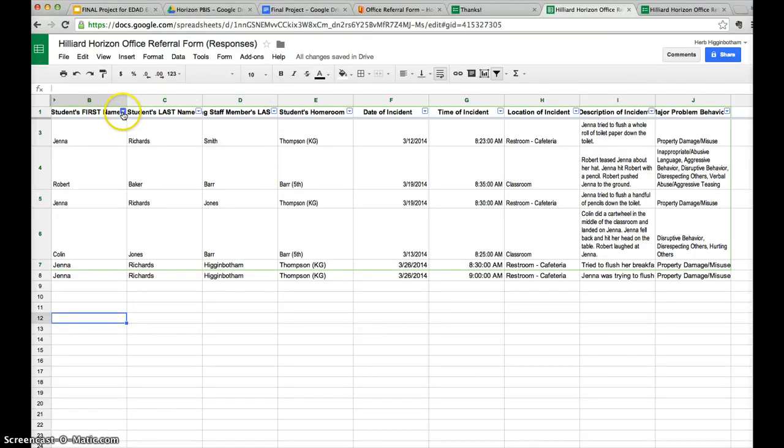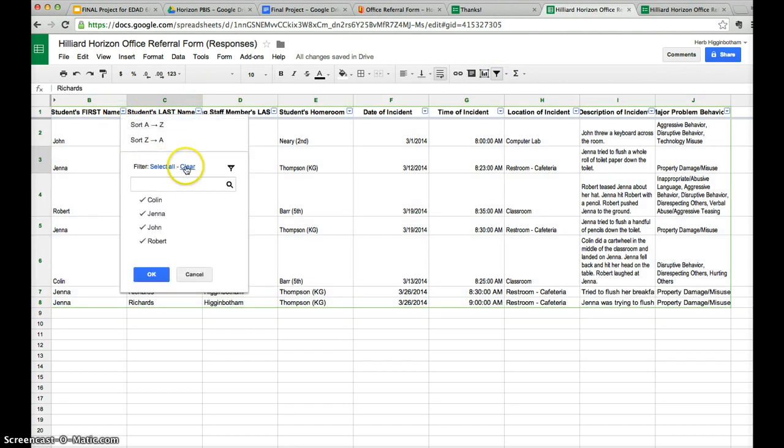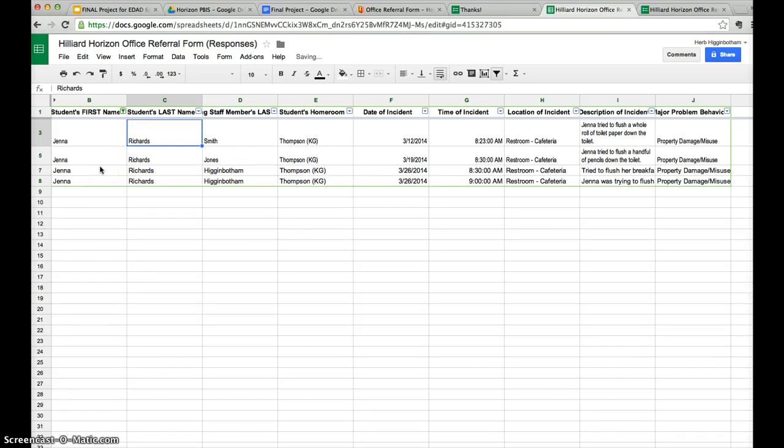So what I could do, the cool thing about Google Sheets, and you can also do this in Microsoft Excel, is highlight the headers of the columns and turn on this little button right here. It's called filter, and it's going to allow you to sort the data the way that you want. So let's say I'm really interested in Jenna. I'm only going to look at data that has to do with Jenna.